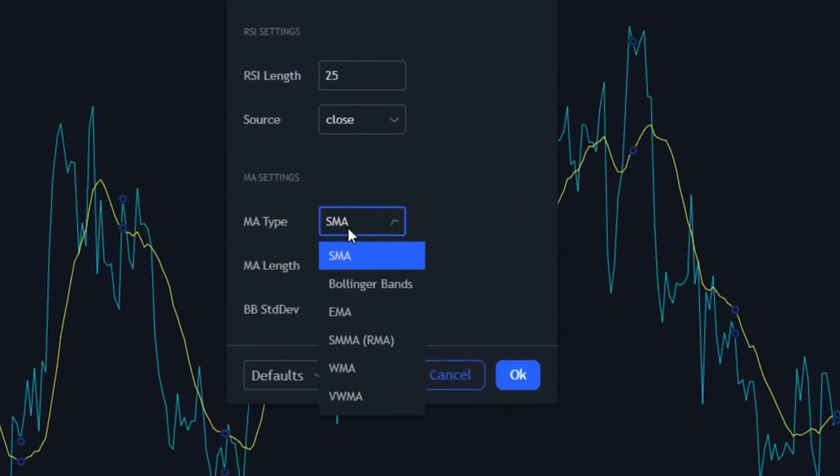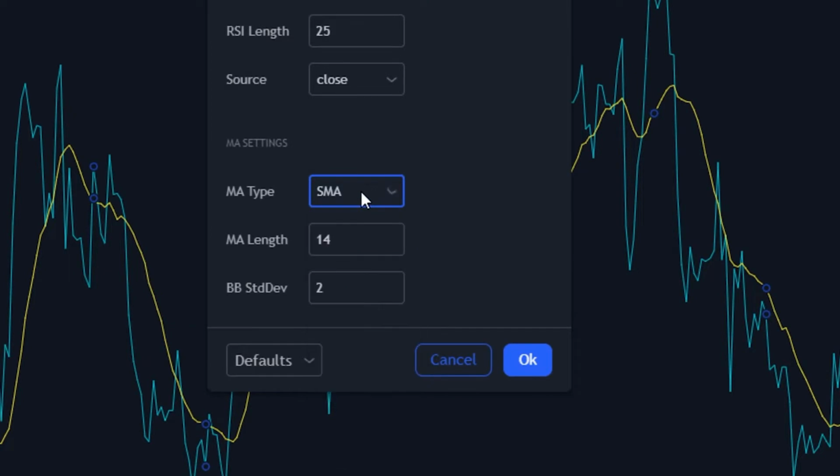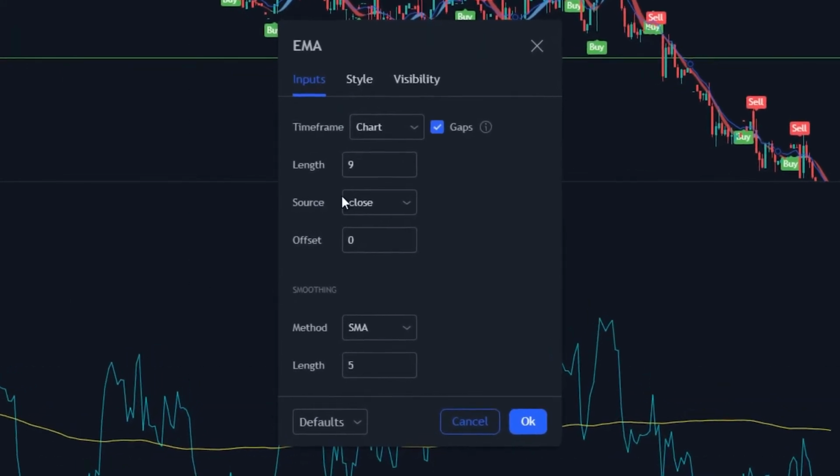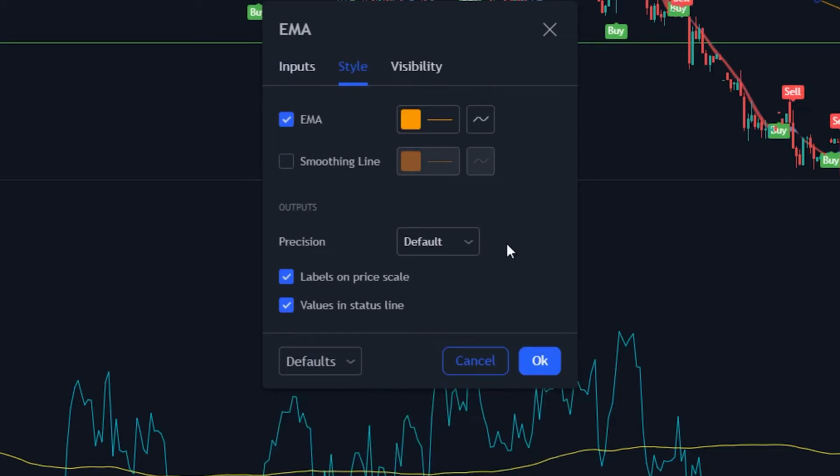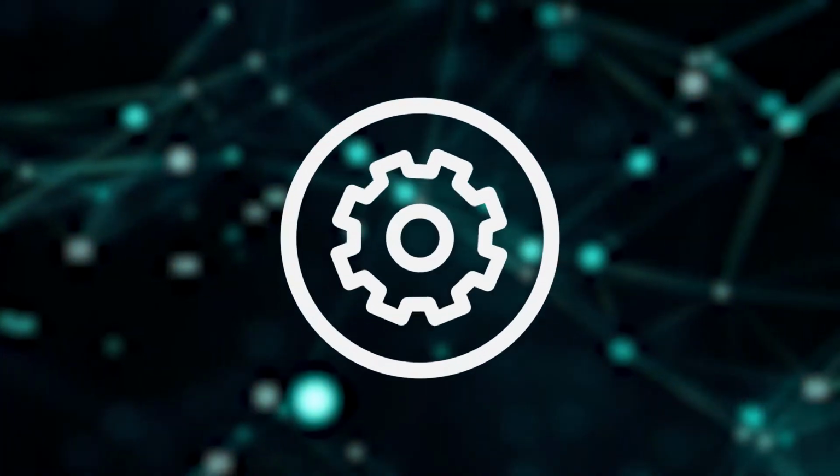Then scroll down a bit and make sure the MA type is set to SMA and change the MA length from 14 to 150. Then finally, go to the settings of your EMA and make the length 200. I'm also gonna change the color of mine to orange. And just like that, we have our settings optimized.